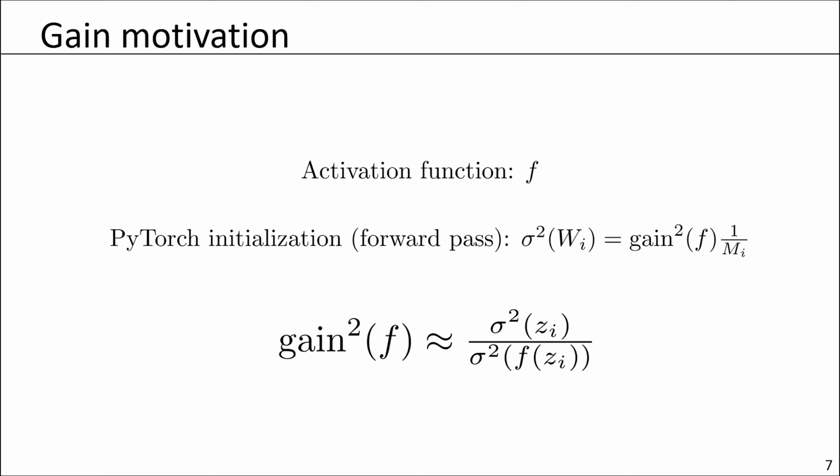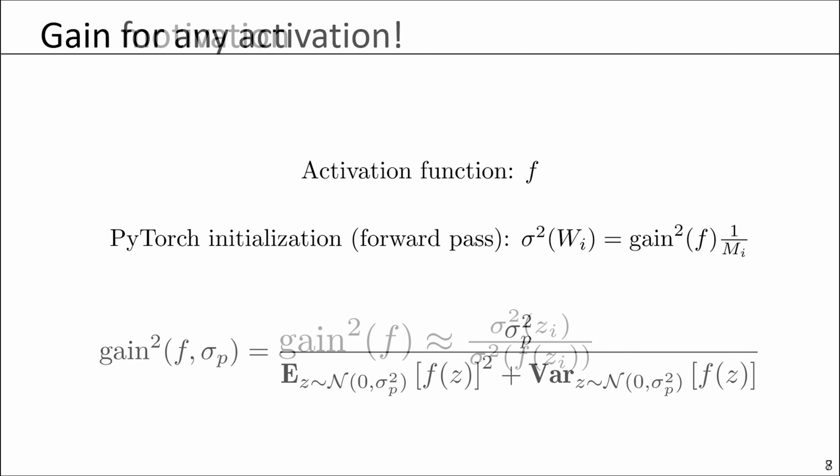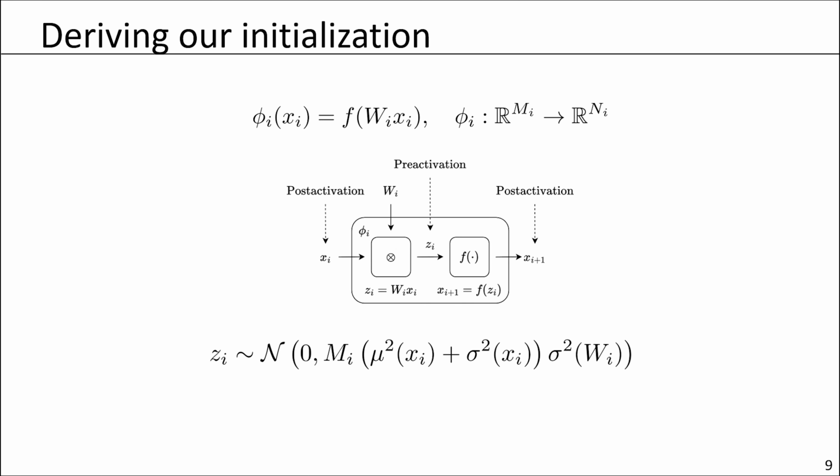However, this is not well defined, as we do not know what the distribution of the pre-activations is, or even if it is the same at each layer. We instead show how to calculate gain for any activation function by specifying the desired pre-activation variance sigma p squared that we enforce for all pre-activations by inductive construction. Let us show how we get there.